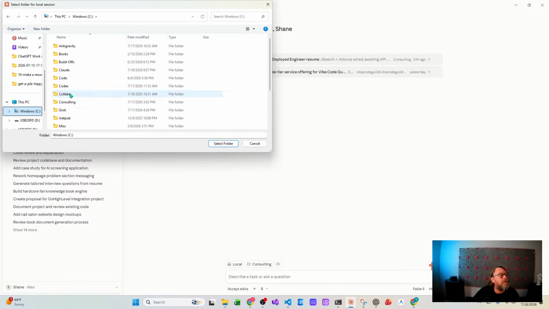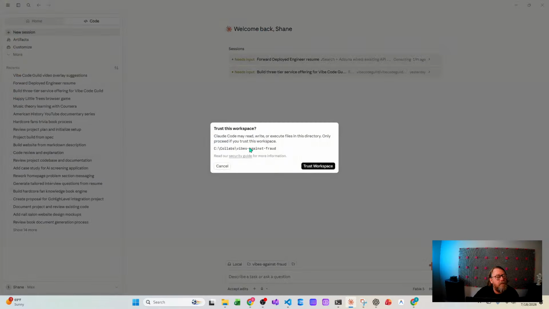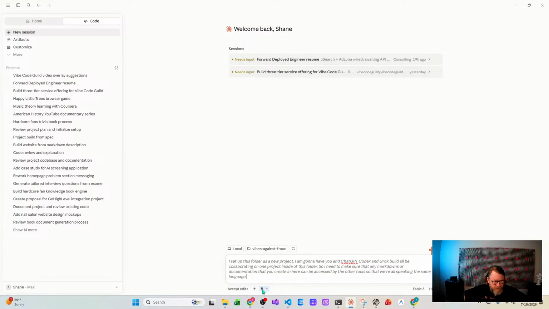So first I've got to get Claude pointed at that folder. And I'm going to let Fable take the lead here. Let's just go ahead and describe what we want to do. I set up this folder as a new project. I am going to have you and ChatGPT Codex and Grok Build all be collaborating on one project inside of this folder. So I need to make sure that any markdowns or documentation that you create in here can be accessed by the other tools so that we're all speaking the same language.